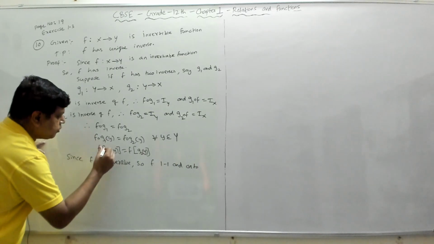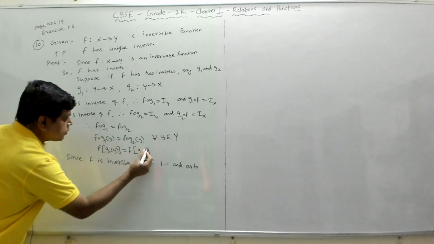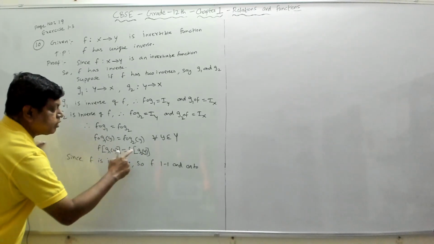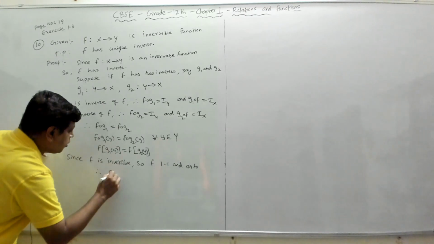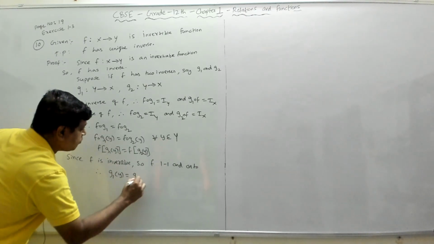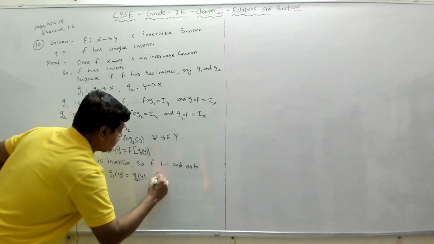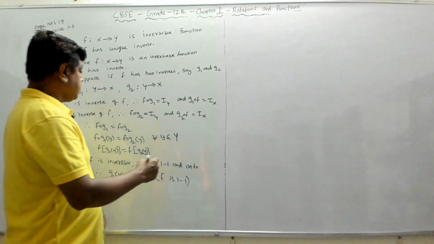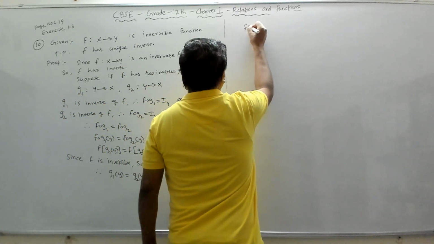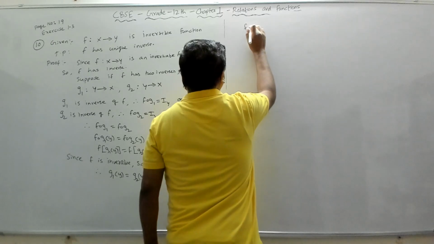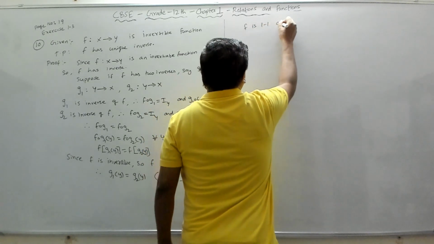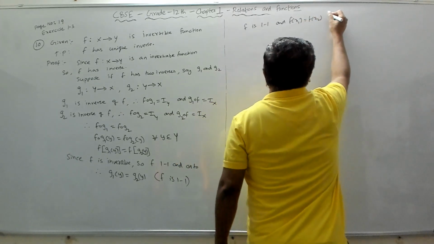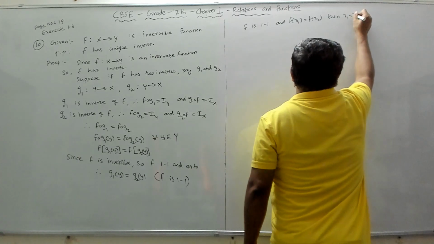When f of x1, if you consider this as x1, this as x2, when f of x1 equal to f of x2 and f is 1 to 1, means we can say x1 equal to x2. So therefore we get g1 of y is equal to g2 of y, because f is 1 to 1. Right? If f is a 1 to 1 function, and if you see f of x1 equal to f of x2, then we can say x1 equal to x2.